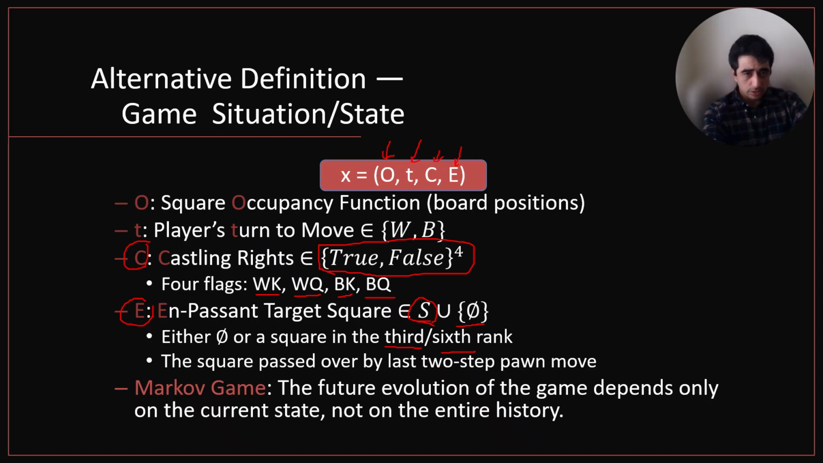So this is the alternative definition that I'm providing for the game situation, and that's the definition that I'm using for the proof of determinacy of the game of chess that was introduced by von Neumann.